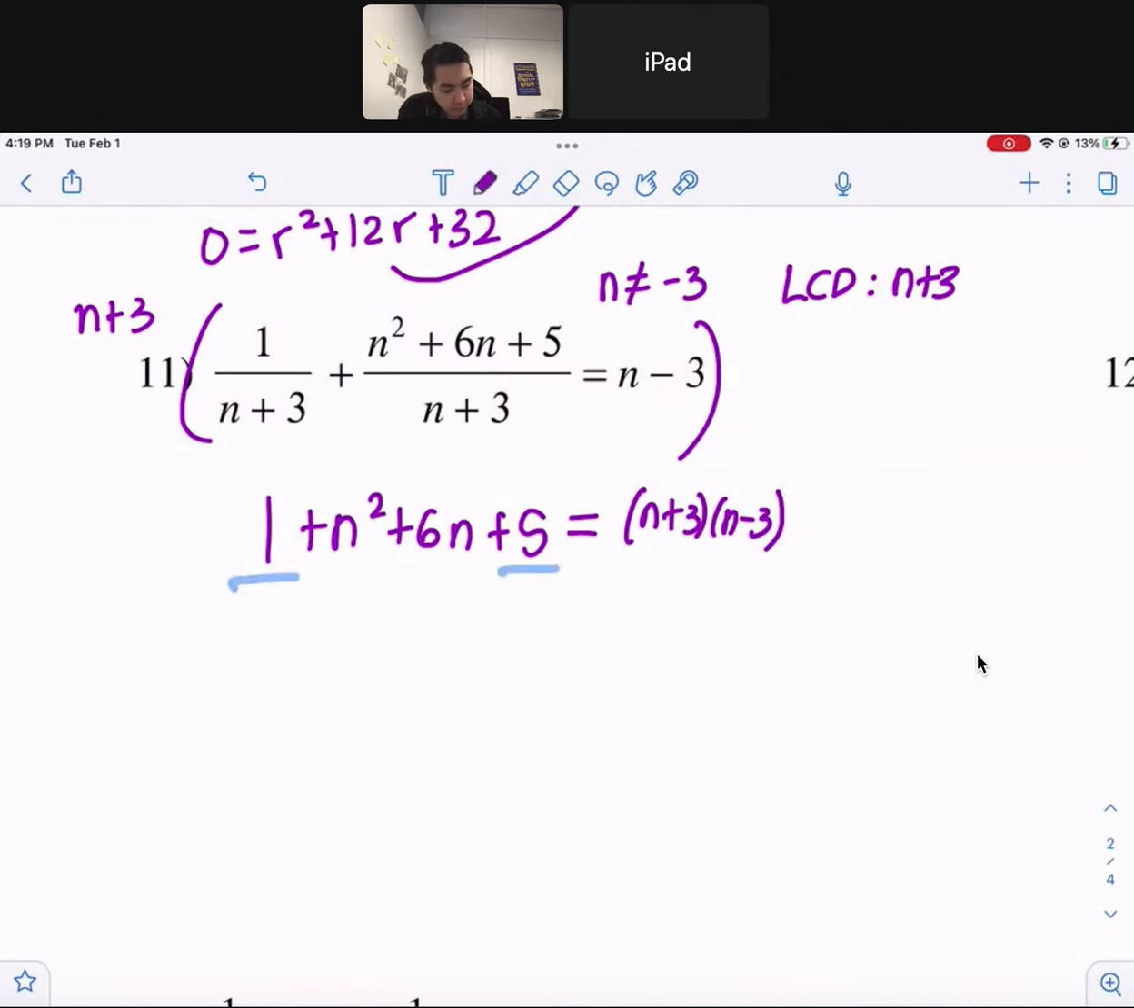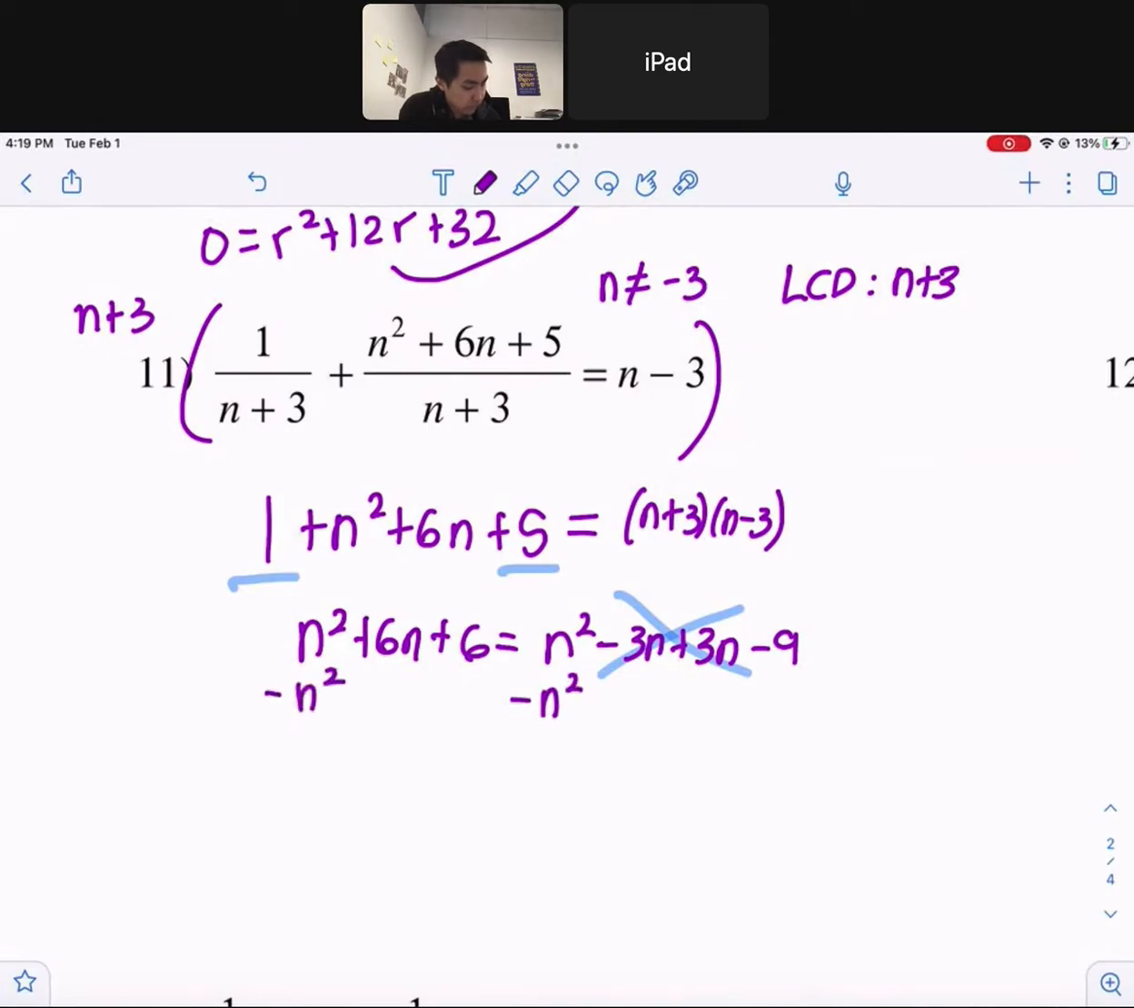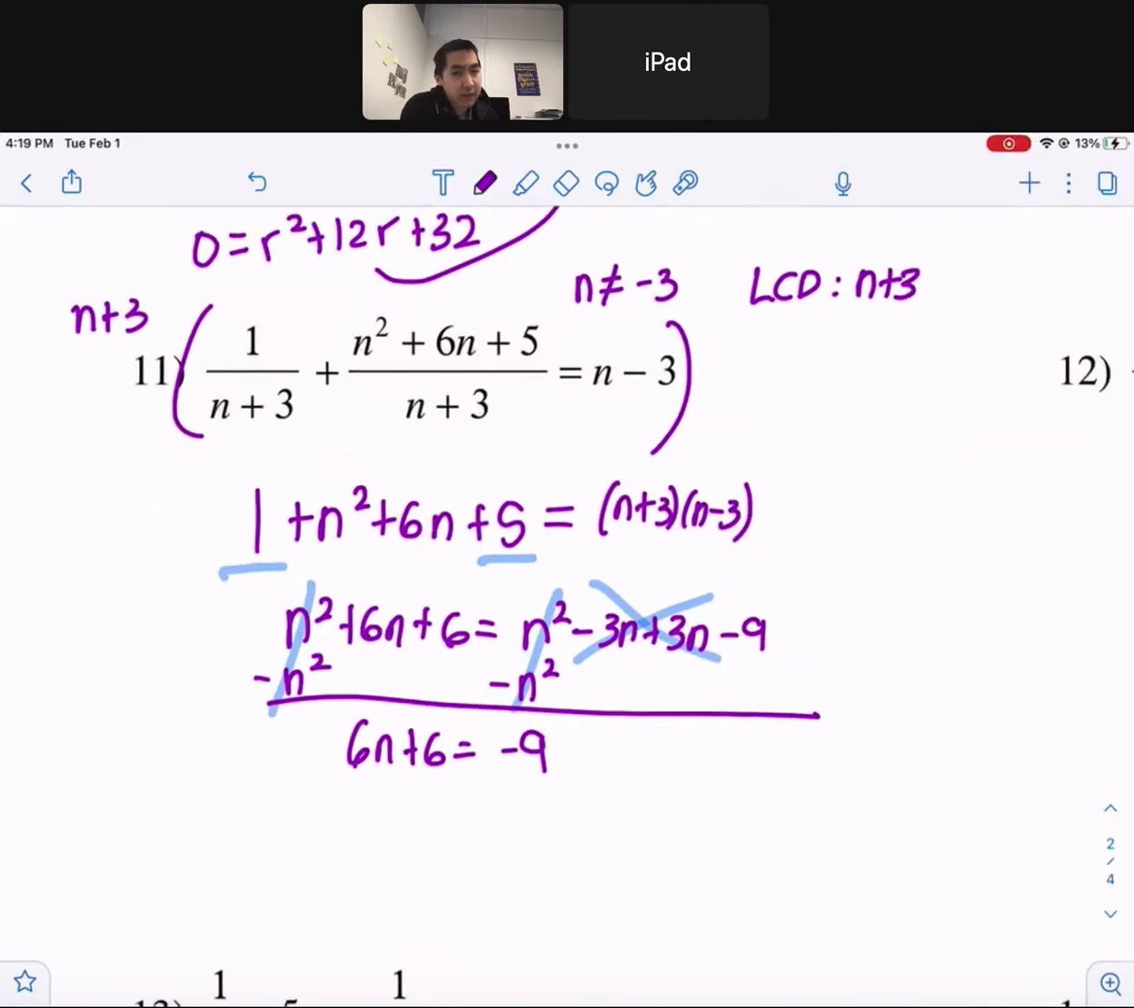So let's combine those like terms to get n squared plus 6n plus 6. n times n is n squared, n times -3 is -3n, 3 times n is positive 3n, and 3 times -3 is minus 9. And these cancel, so we're just left with this. So let us subtract n squared from both sides, and notice we get 6n plus 6 is equal to -9. The n to the second powers cancel.